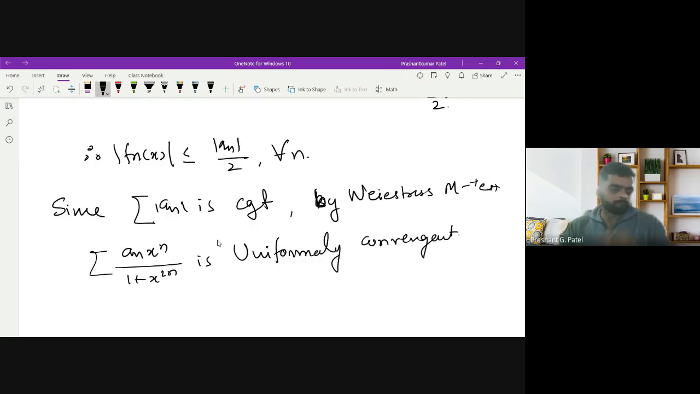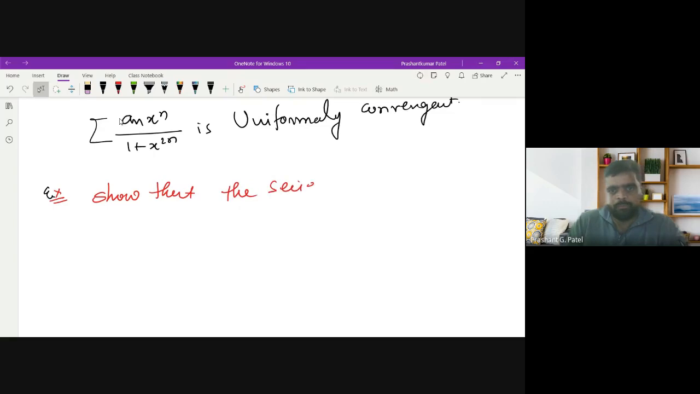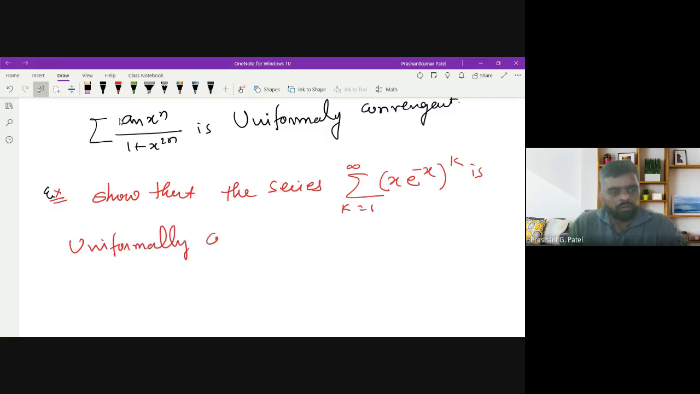Let's have one more example. Show that the series summation, k running from 1 to infinity, of x e power minus x power k is uniformly convergent in the closed interval 0 to.